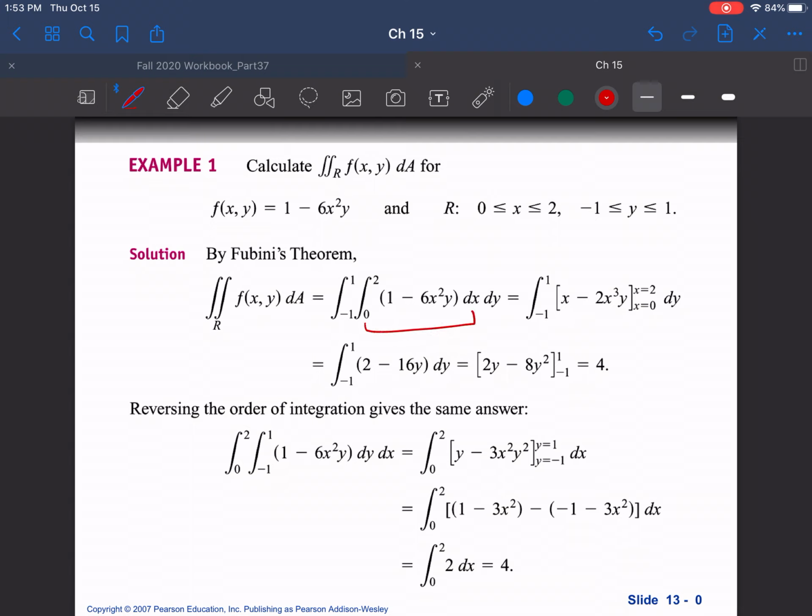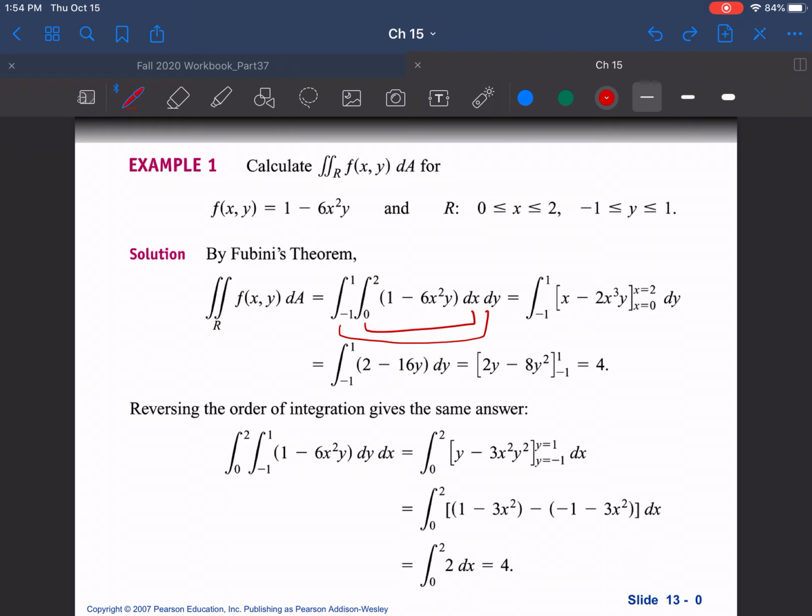Right there, we're going to do that inner integral first, and then we do the outer integral for y from negative 1 to 1. When you do that inner integral, you just integrate with respect to y. The integral of 1 just becomes x. The integral of 6x squared y becomes x cubed over 3, so it becomes 2x cubed y, which is what we have right there. Then you evaluate that from x equals 0 to x equals 2.